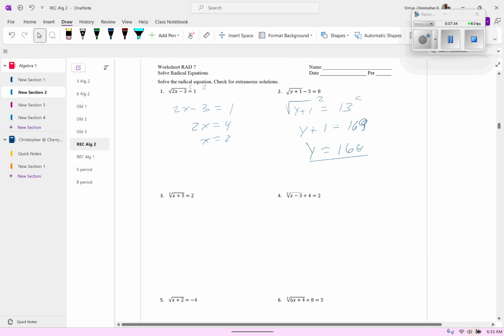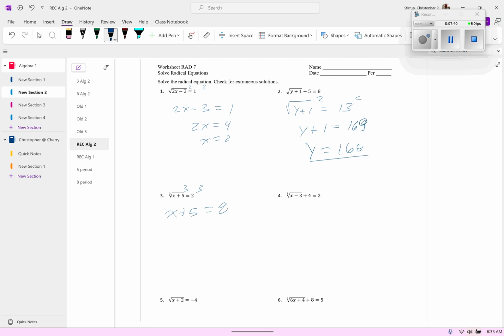I'm going to raise both sides to the 3rd power. So 2 to the 3rd is 8. Subtract 5. That's 3. 3rd root of 8 is 2. 2 equals 2. Perfect. I'm going to go ahead and subtract 4 from both sides. Raise both sides to the 3rd power. That's -8. So add 3 to both sides. So 3rd root, that's going to give me -2 plus 4. Yep, that works.